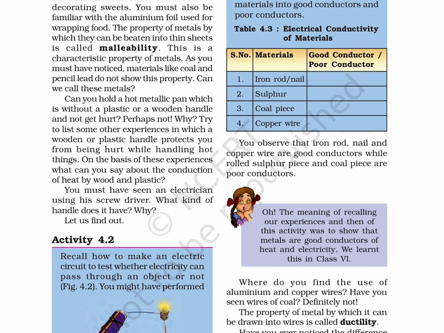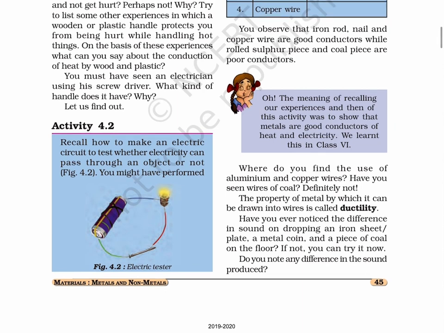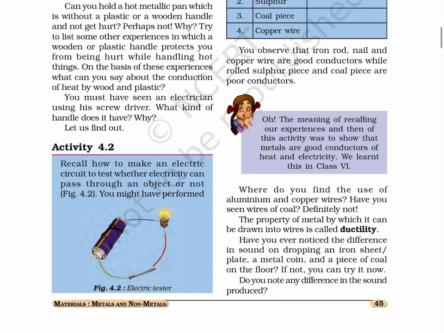You must have seen an electrician using his screwdriver. What kind of handle does it have? Why? Let us find out. Activity 4.2. Recall how to make an electric circuit to test whether electricity can pass through an object or not, as shown in figure 4.2. You might have performed the activity with various objects in class 6. Now, repeat the activity with the materials mentioned in Table 4.3.